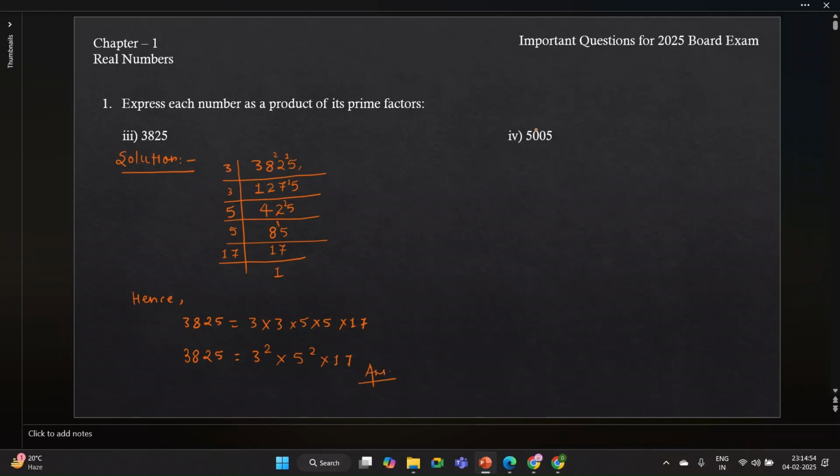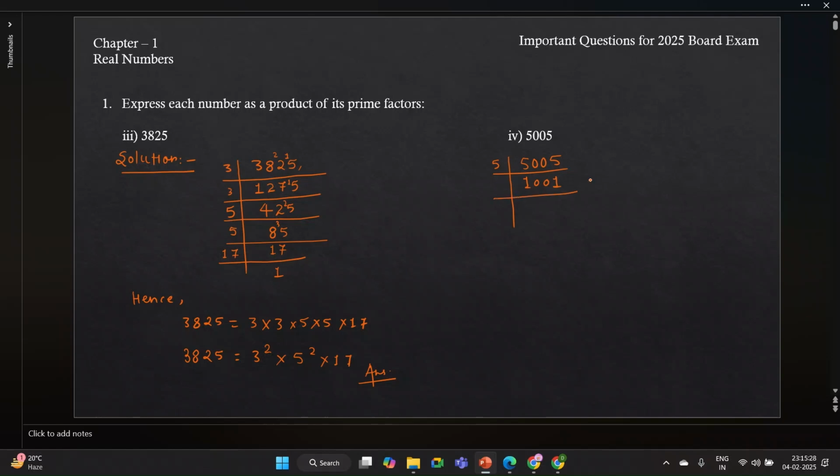Okay, now we are going for 5005. I'm just making a table right now. 5005 is divisible by 5 directly because it's not divisible by 3. If we add 5 plus 0 plus 0 plus 5, it will be 10, and 10 is not divisible by 3. This is the rule of divisibility by 3. So it is divisible by 5 directly. 5 times 1 is 5, then 0, 0, and then 5 times 1 is 5.